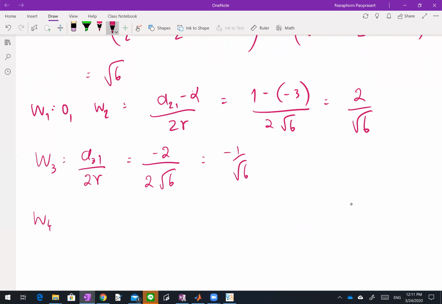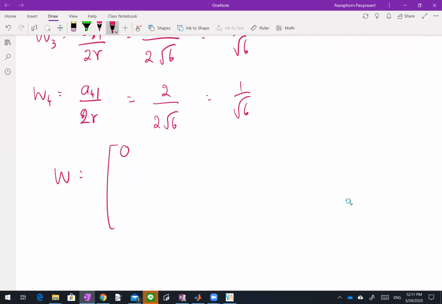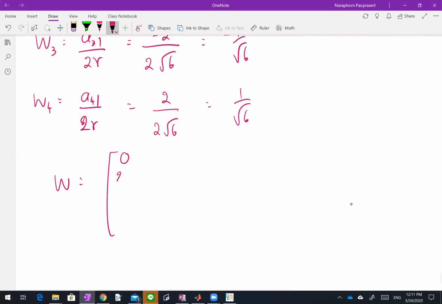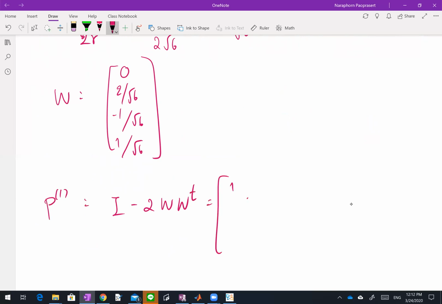W4 is A41 divided by 2r, and A41 is 2 divided by 2 square root of 6, and this is 1 over square root of 6. So your W is basically 0, then 2 over root 6, minus 1 over root 6, and 1 over square root of 6. Okay, so this is your W. So my P1 is just I minus 2W W transpose. So I is just an identity matrix with the 4x4 size.